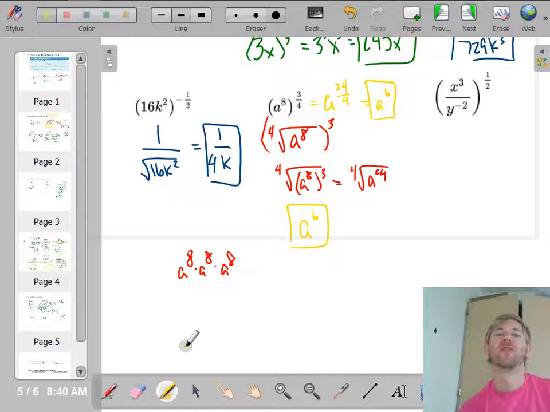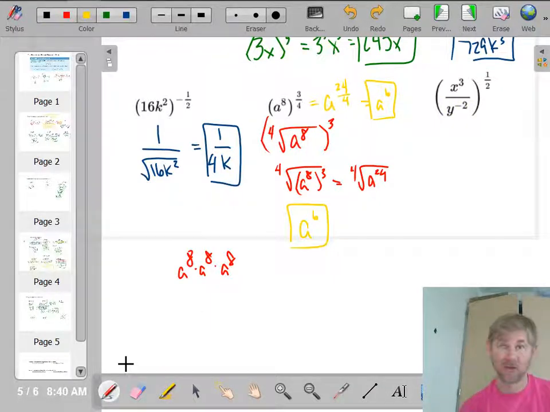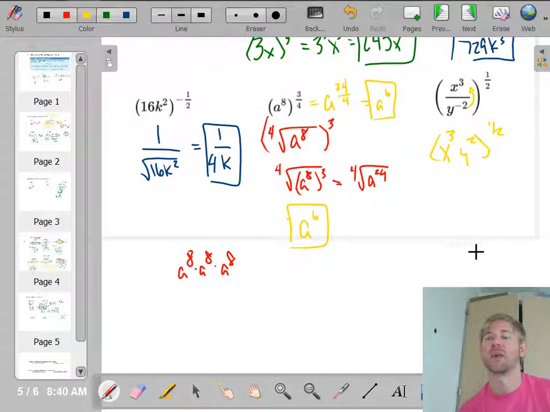One more. Before I do anything, I'm going to deal with this negative exponent. So negative exponents mean they're on the wrong side of the fraction bar. So I'm going to first leave x cubed alone and bring this up to the top. So now it's x cubed y squared, still to the 1/2 power. So that's the square root of x cubed y squared.